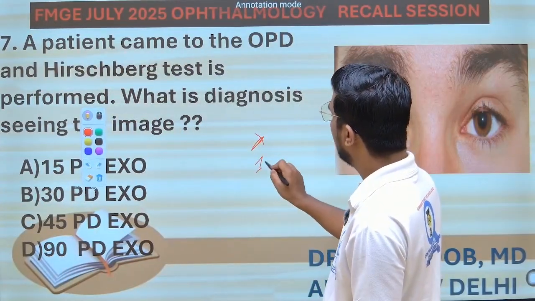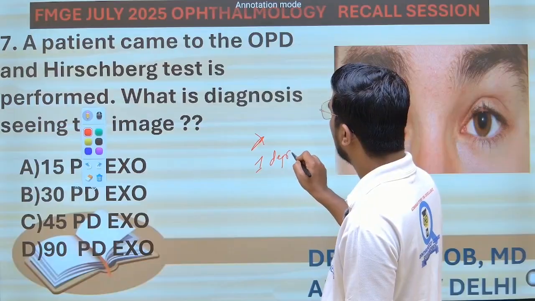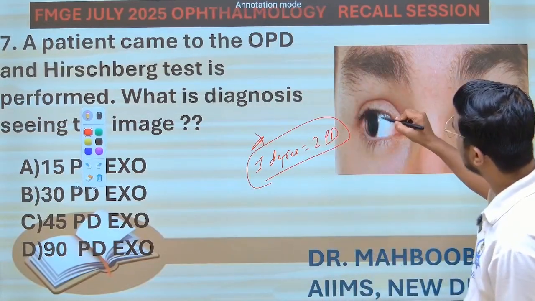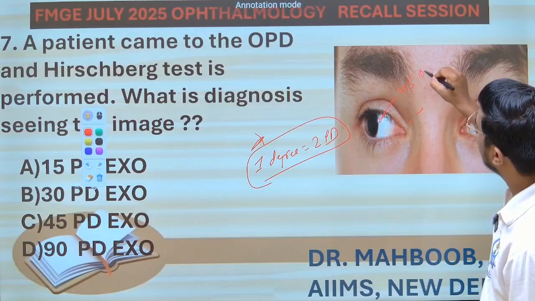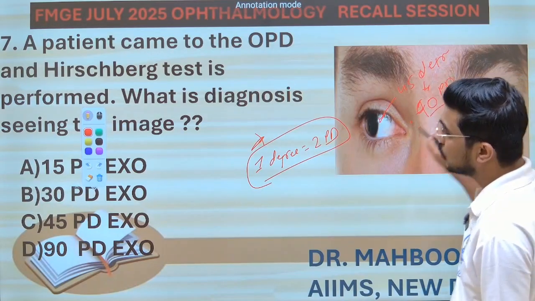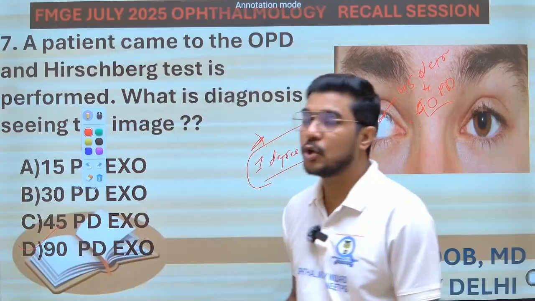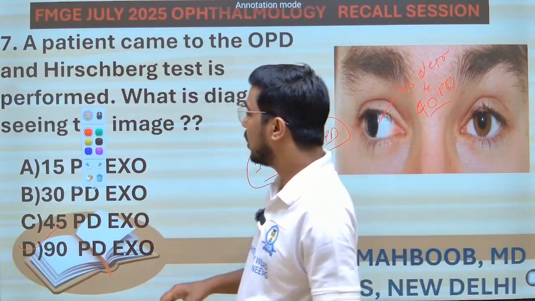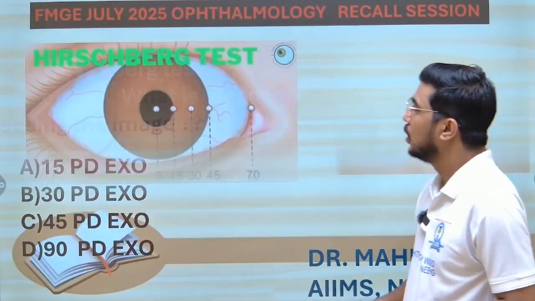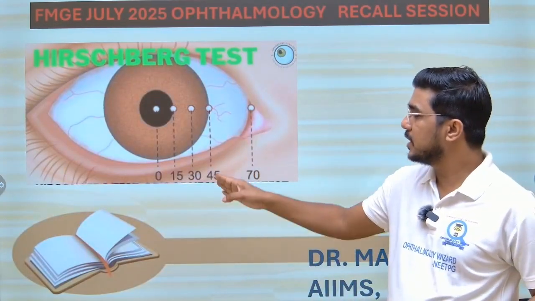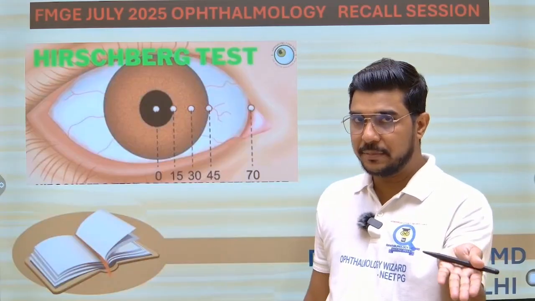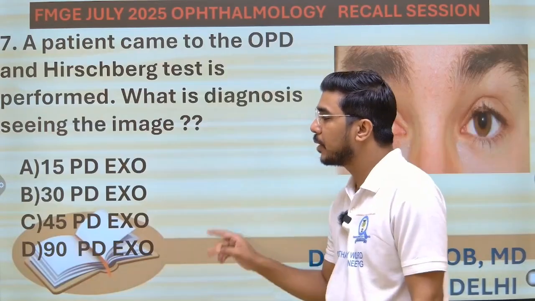Let me tell you, 1 degree is equal to 2 prism diopter. So since this is 45 degree, it means 90 prism diopter. So the answer will be 90 prism diopter. You got my point, right? Means if it is at the limbus, it is 45 degree. Since 1 degree is equal to 2 prism diopter, the answer will be 90.